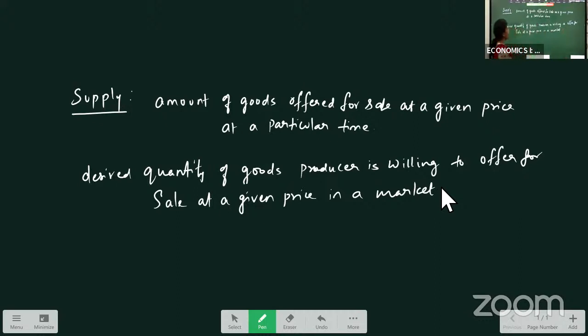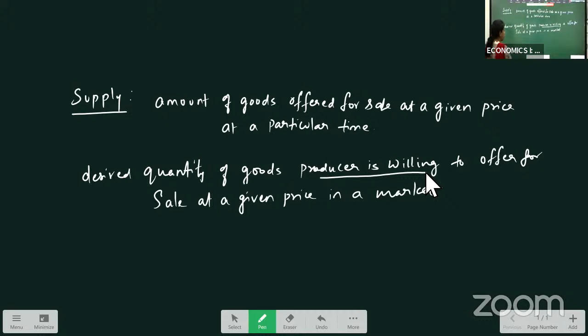So generally, desired quantity of goods means how much quantity he wants to supply in the market. For example, he produced 100 units. He doesn't want to supply the total 100 units. What will he do? He will supply 80 units or 70 units. The remaining 20 units he keeps as stock. Okay. So remember, the total quantity produced may not be supplied in the market. That's why we say what the producer is willing to offer for sale in the market is called supply.